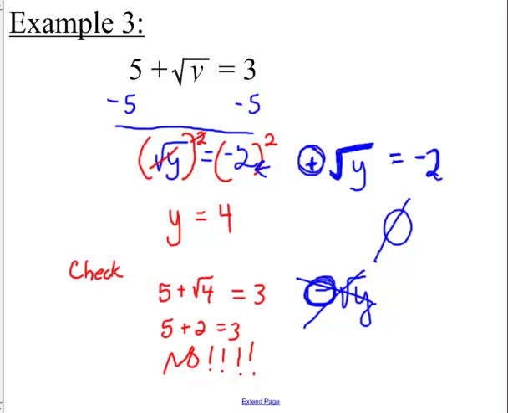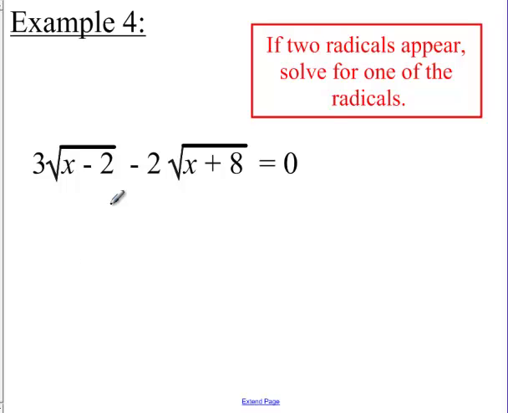I can't wait. Okay, last one. Example 4. If 2 radicals appear, solve for one of the radicals. So let's take a look at an example. That was like when you were saying get the radical alone. Right now, I've got this radical, and I've got this second radical attached to it, like your annoying brother or sister who's always around you when you don't want them around. So kick them to the other side of the problem.